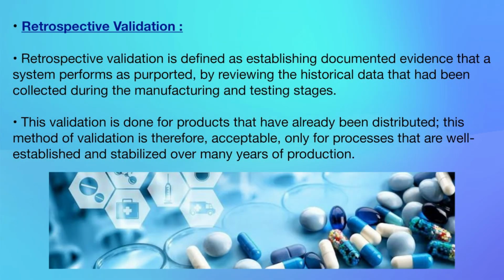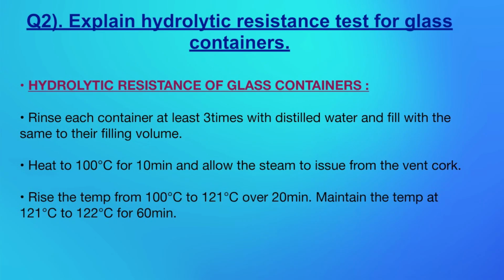an authoritative person. Retrospective validation. Retrospective validation is defined as establishing documented evidence that a system performs as purported by reviewing the historical data that had been collected during the manufacturing and testing stages. This validation is done for the products that have already been distributed. This method of validation is therefore acceptable only for processes that are well established and stabilized over many years of production.